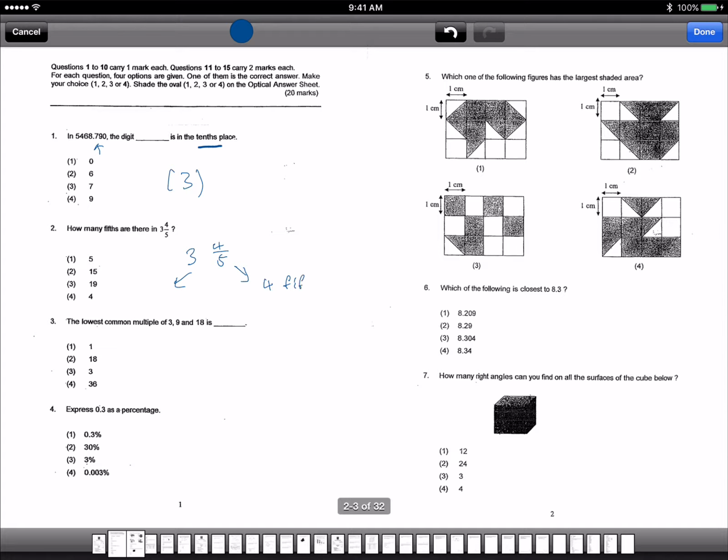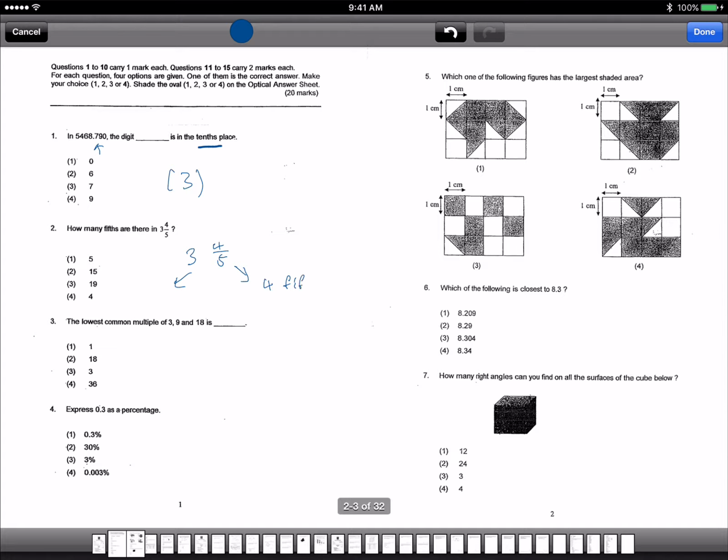Next, the lowest common multiple of 3, 9 and 18. Now a common multiple means that it is bigger than the number. So the lowest common multiple of 3, 9, 18 has to be 18 times 2, which is 36. Okay, so the answer is 4.